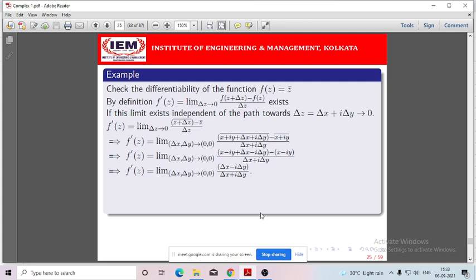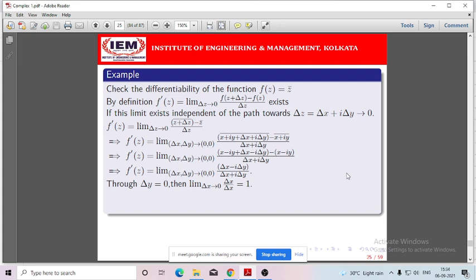Now if this limit exists, then we need to show that if I take an arbitrary path, the limiting value will not depend on that path. And if we can show that for two different paths the limiting values come out different, then at once we can say that the limit doesn't exist. So here we are considering two paths. Actually del x, del y tends to 0, 0, that means we are approaching towards the origin.